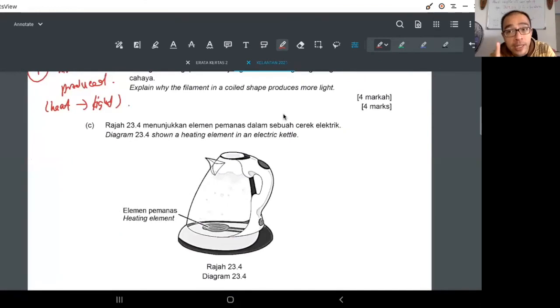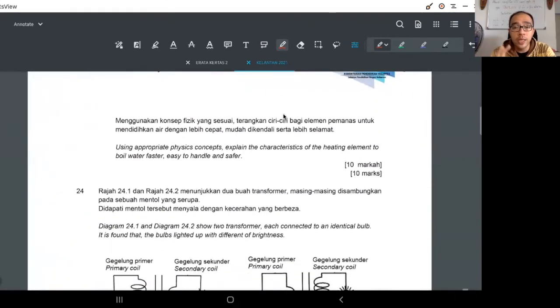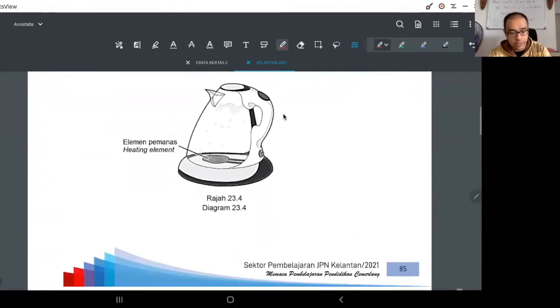Heating element in an electric kettle. Okay, this is definitely a familiar question. It's familiar because I probably have answered this in the trial question sometime last year. This is one of the questions that I spotted last year, I think. The heating element. But we're going to talk about this anyway. Explain the characteristics of the heating element to boil water faster, easy to handle, and safer. That is what we want. So let's talk about just the heating element. We're not talking about the kettle. And these are very standard answers.